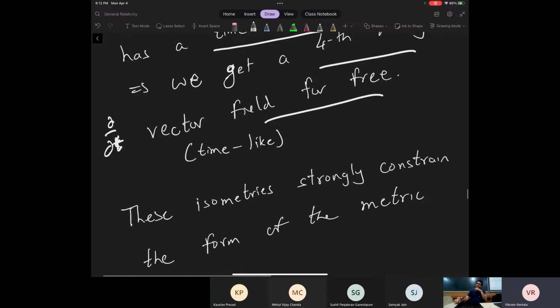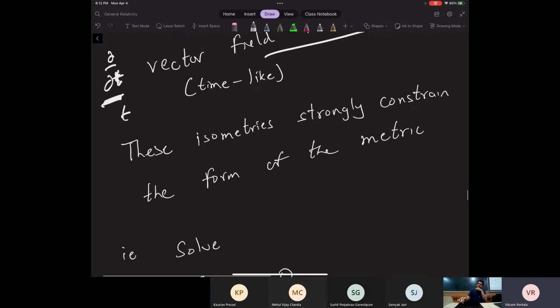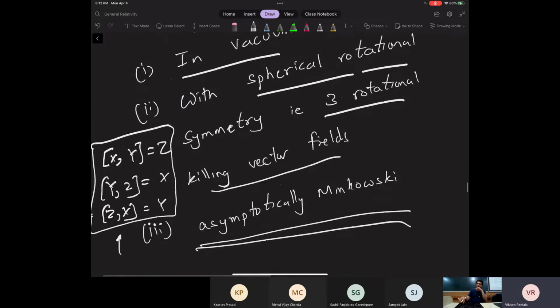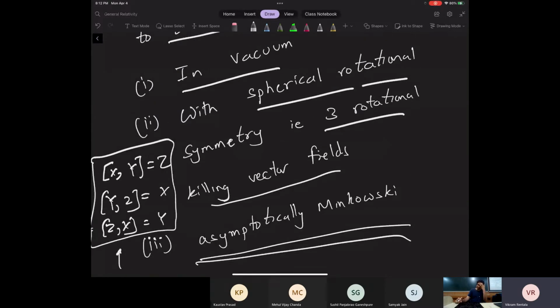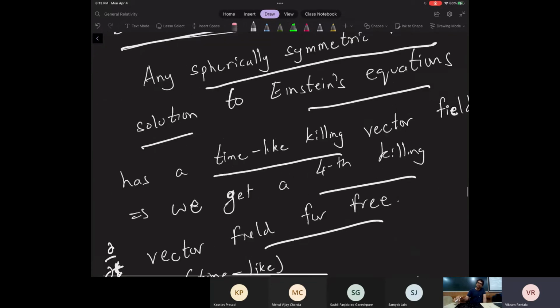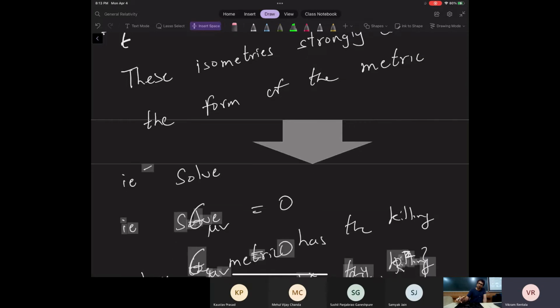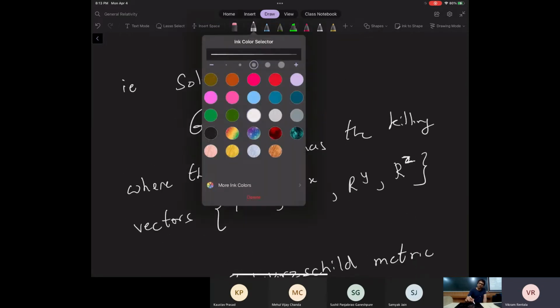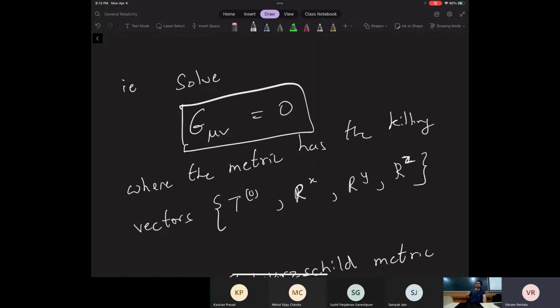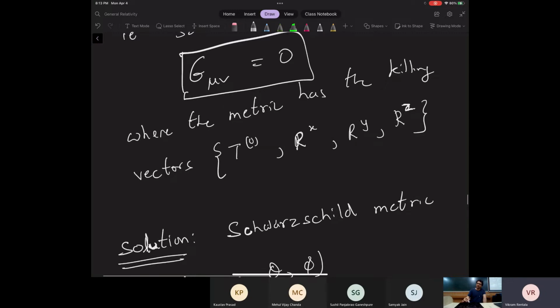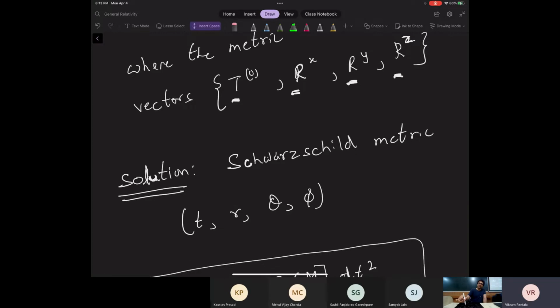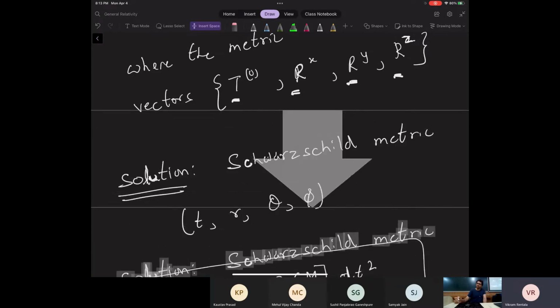So what that means is that if I switch to the coordinate system which uses this time-like Killing vector field as a coordinate, then your solution to Einstein's equations is going to be rather simple. What we have to solve is Einstein's equation, that is G mu nu is 0, the Einstein tensor is equal to 0, where the metric has the following Killing vector fields. It has T0, Rx, Ry, Rz, which are Killing vector fields.